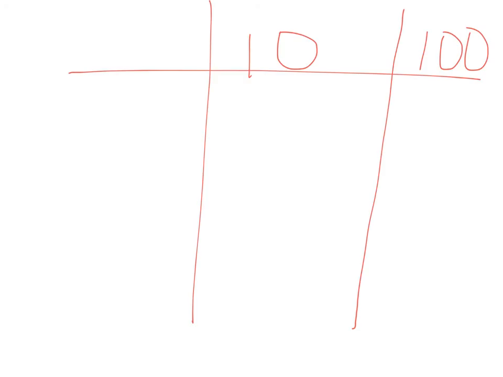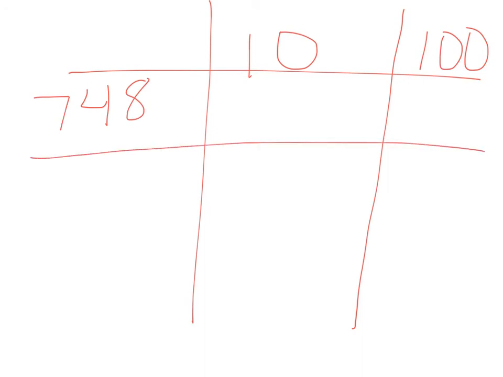Okay, now I'm going to give you 3 numbers, and I want you to round those numbers to the nearest 10 and the nearest 100. All right, so on our chart, our first number is 748. Our next number is 91. And our final number is 405.